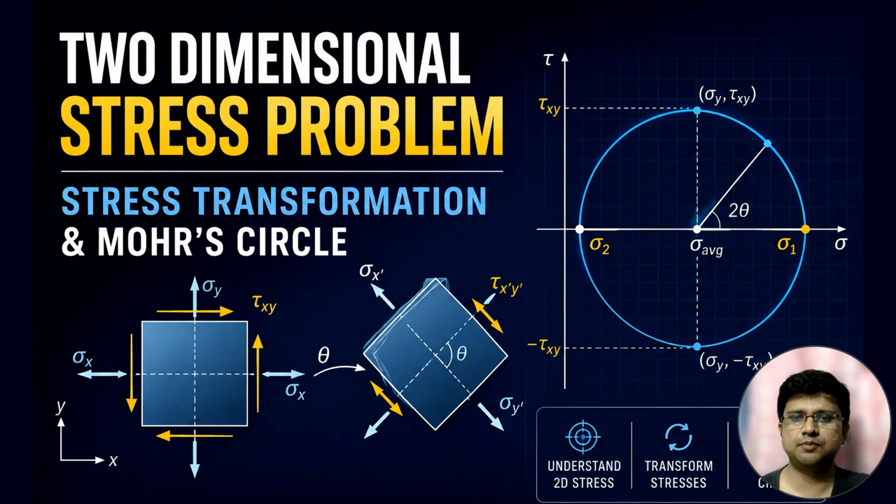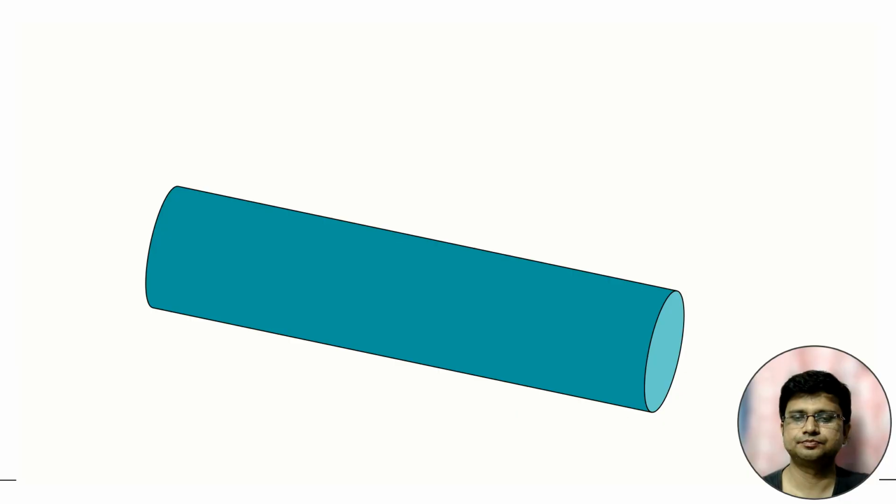Hello everyone. In this video, we will understand the two-dimensional stress problem, stress transformation, and Mohr circle. Now suppose this is a cylindrical body with tensile force F at both ends.